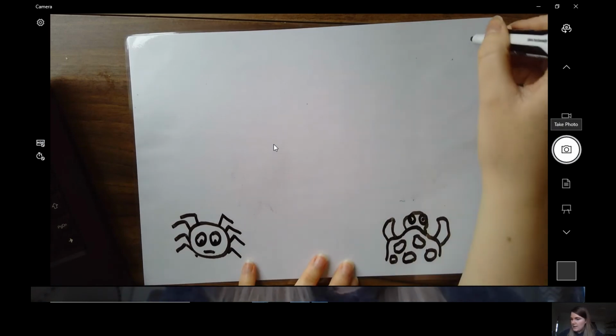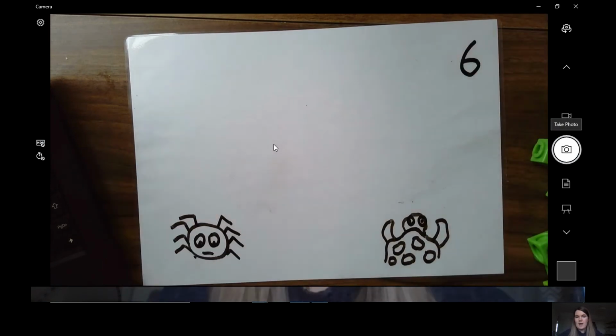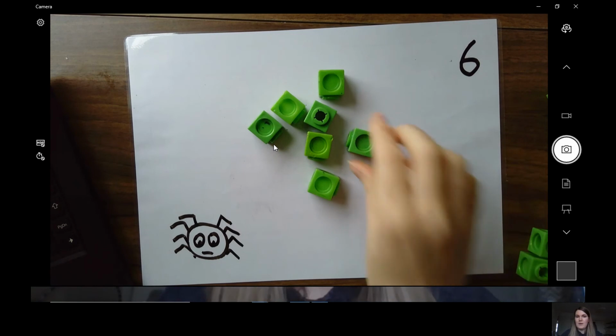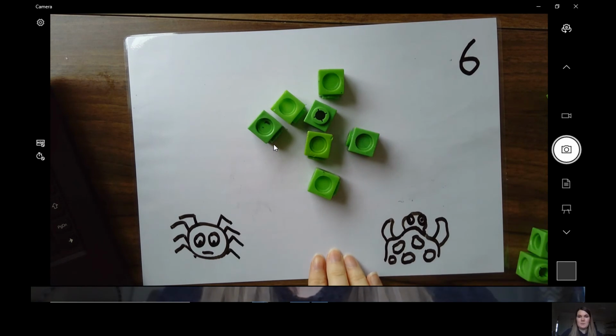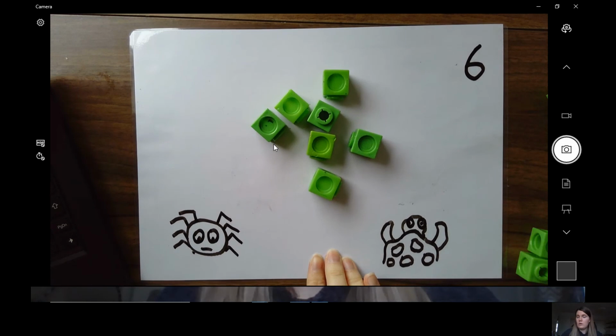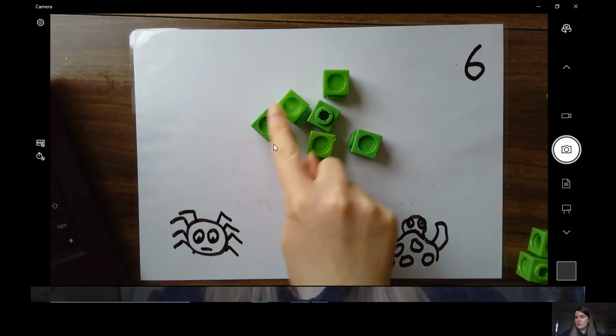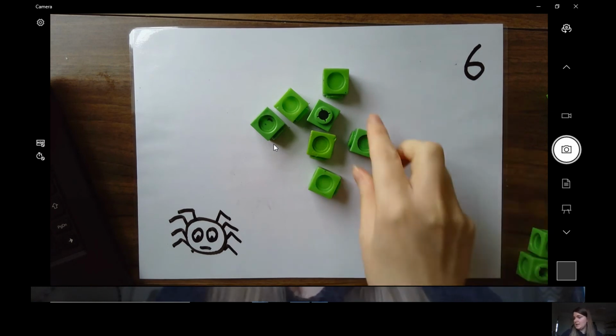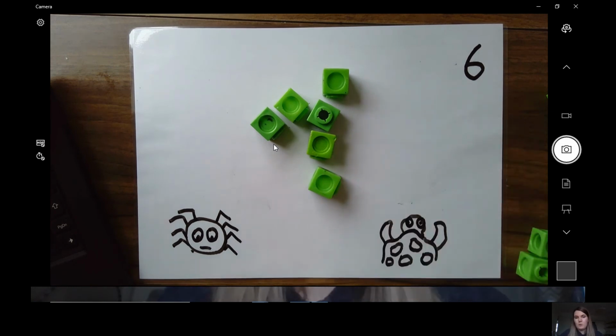Okay, so I'm going to write my number. My number is 6. So how many cubes am I getting? 6. Okay. There you go. I've got 6 cubes. That's not 6. Are you sure? Oh, I like that. Let's count. 1, 2, 3, 4, 5, 6, 7. Is that correct? No, we're looking for 6. Thank you. Okay, what do I do now?